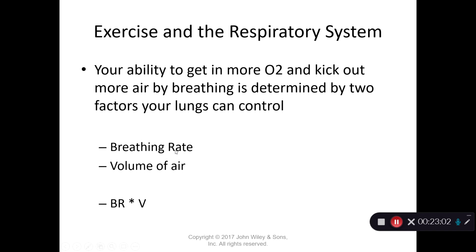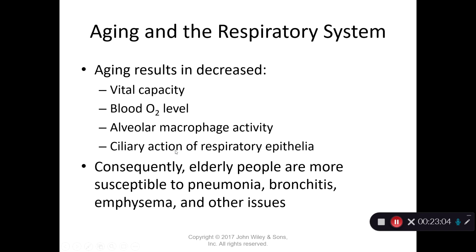So happy birthday. As you get older, vital capacity goes down. Your levels of O2 also drop and decrease because of hemoglobin issues. Alveolar macrophages, like we discussed in immunology, and immunological functions kind of deteriorate. And thus, all these together can cause pneumonia, which is liquid filling of your lungs, bronchitis, emphysema, and other issues.